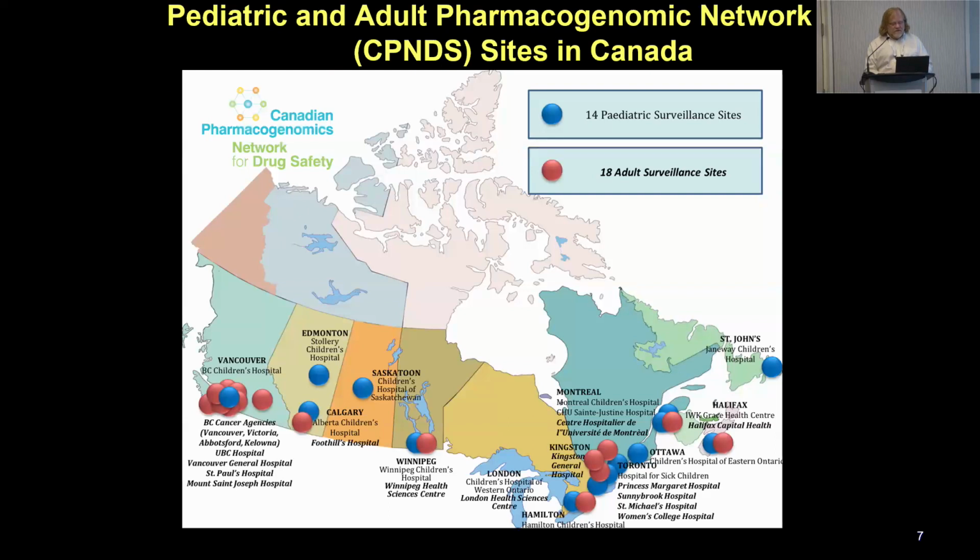We now have 32 sites in Canada that do this work, and it's been very successful. We have about 120,000 adverse drug reaction cases and drug exposed controls over the last 20 years from working on this. So that's a little background. Now I'm going to show you a drug and show you some of the output that we've done.